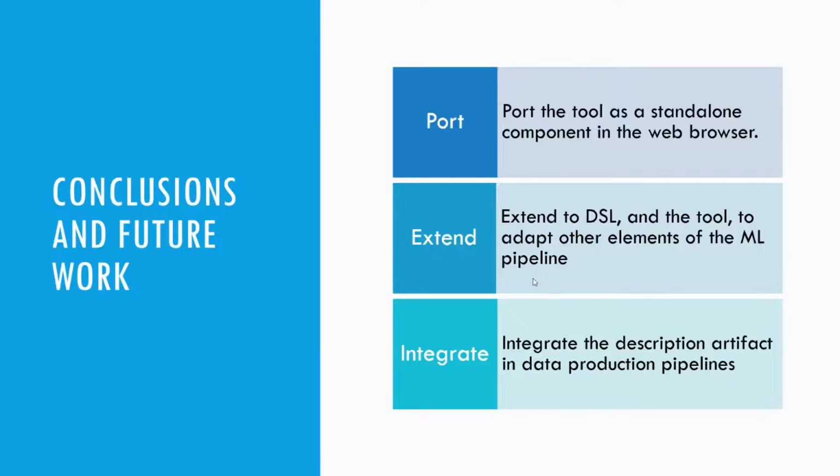And the third one is integrate. And that's maybe more complicated. It's integrating the description artifact, the document we are creating, the DescribeML, with the data production pipeline. And what's this? We don't think that the reality of data-intensive apps will be that I have my big data set, and after I have my data set, I have to document it. That's not the reality. In a big data production pipeline, the documentation is created in every stage: in the conceptualization stage, in the gathering, in the labeling. We plan to adapt our tool to be useful in every stage and to create this documentation in these different stages of data production pipelines.